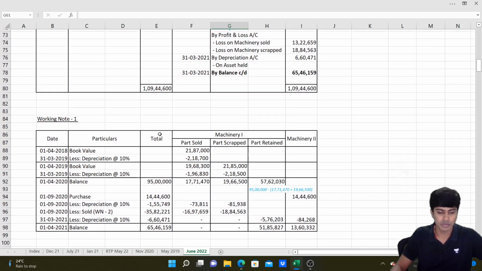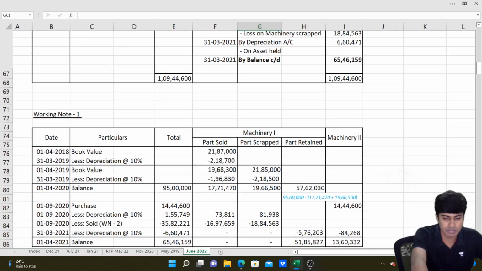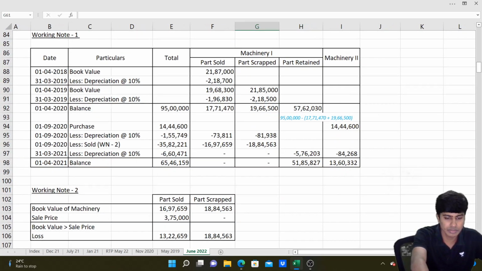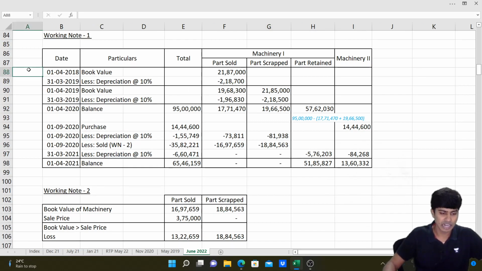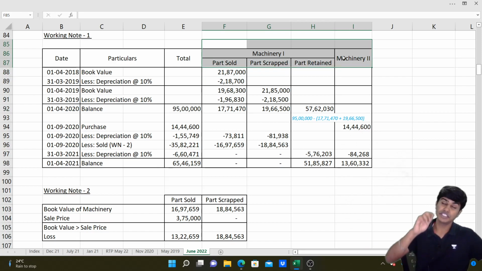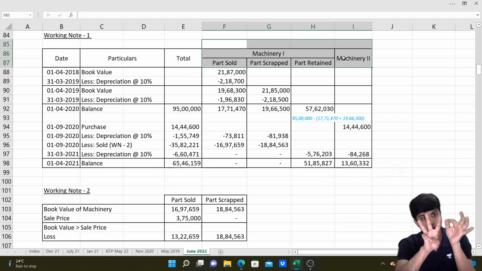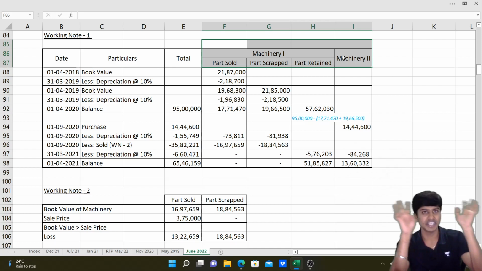But before you go to machinery account, let's go to working note. So I'm doing the computation from 2018. Observe carefully. It's a very nice one. So we'll start from 2018. So there is machinery number one, old machinery, and machinery number two. Machinery number two is purchased in 2021. Machinery number one, what was held by us for a long time, has three parts. One part which is sold during 2021, one part which is scrapped during 2021, remaining is retained.